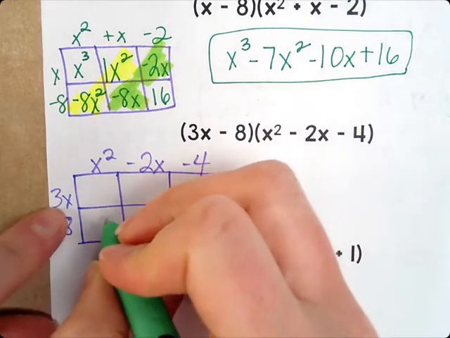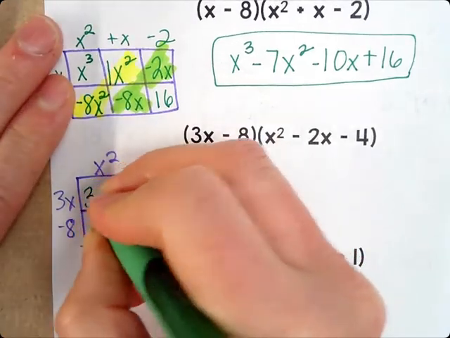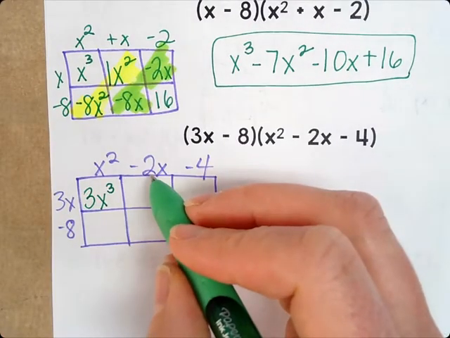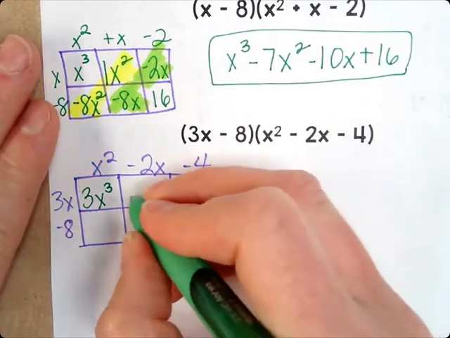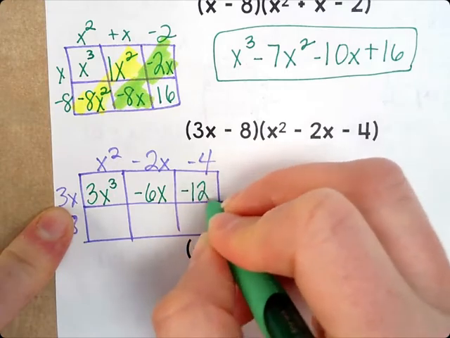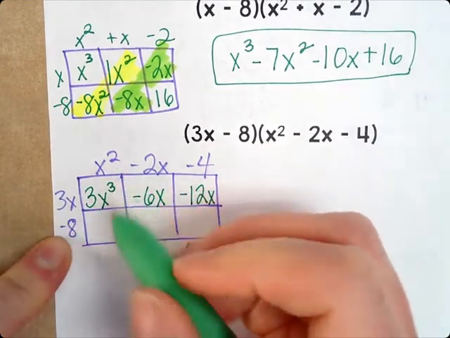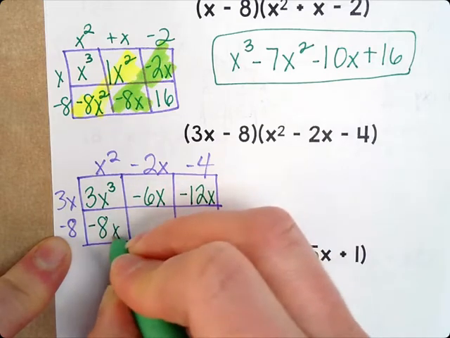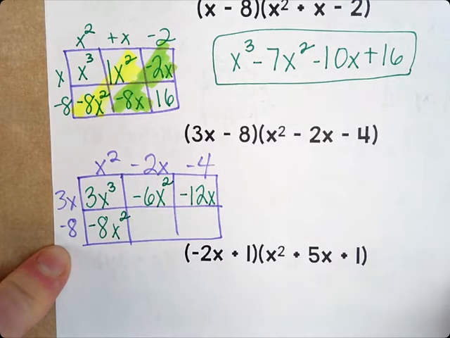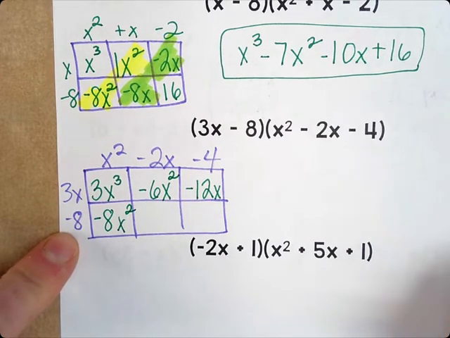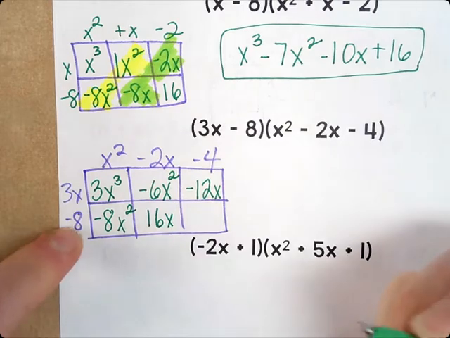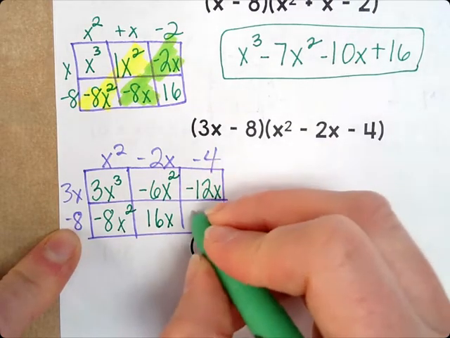All right, so let's see how you did. 3x times x squared, 3x cubed. 3x times a negative 2x. 3x times a negative 4. Negative 8 times x squared. The squared. Oh, okay, good catch. Thank you. And then negative 8 times a negative 2x. And then negative 8 times a negative 4. Good.